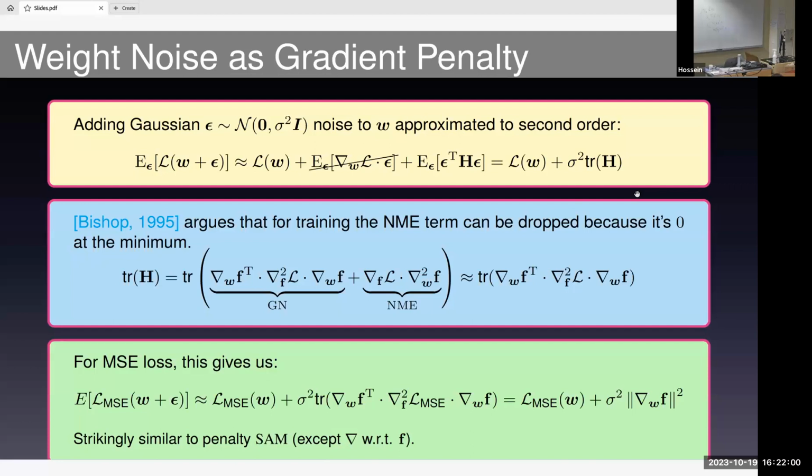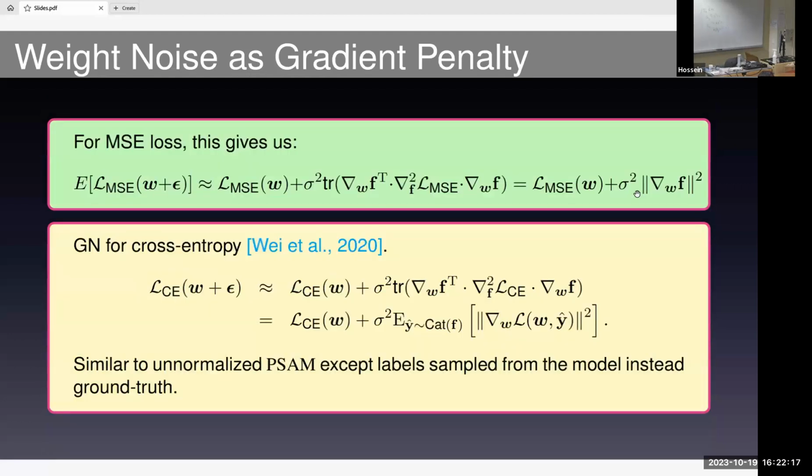With some difference here: in SAM, we are computing the gradient of the loss with respect to weights, whereas here it is the gradient of the prediction with respect to weights. But still, there's a lot of similarity. If you want to fix this, you can go to cross entropy. The argument is a little more complicated there, but at the end, you end up with a trace of Hessian that involves the gradient norm penalty, the gradient of the loss with respect to weights. So this is now closer to SAM. We just need to go to cross entropy.